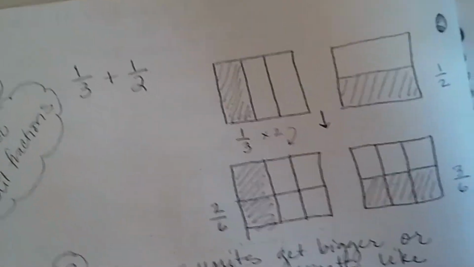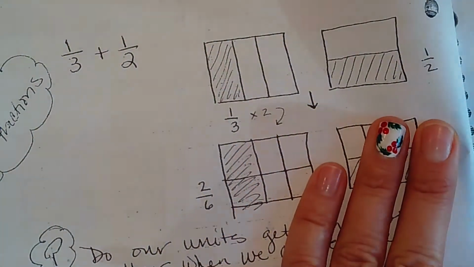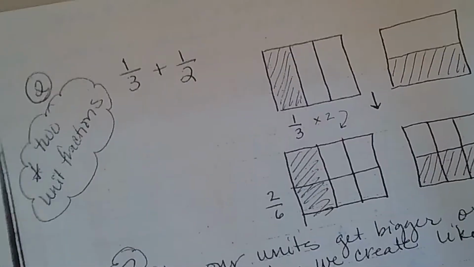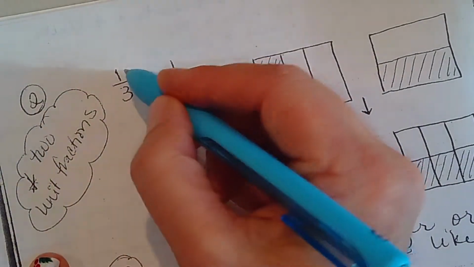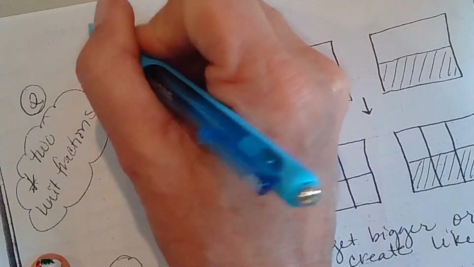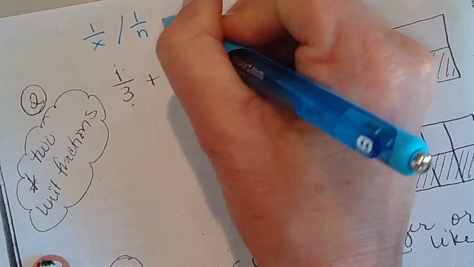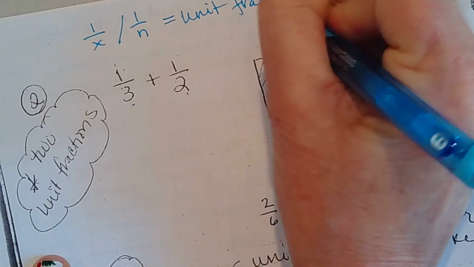Okay. So unit fractions. A unit fraction is a fraction with 1 in the numerator. So now I have 2 unit fractions, 1/3 plus 1/2. And 1 over anything is considered a unit fraction.